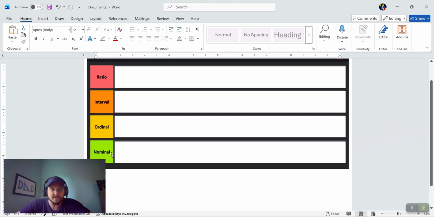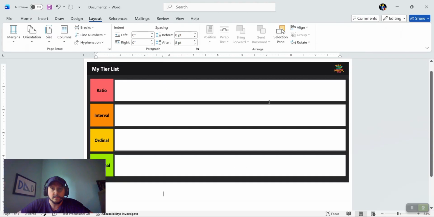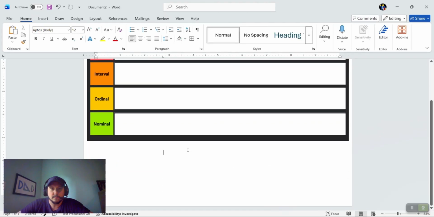And maybe underneath this I'll put, oh, not that. Notes. So if they want to write down any sort of commentary that they're hearing from their teammates, they can do so here.